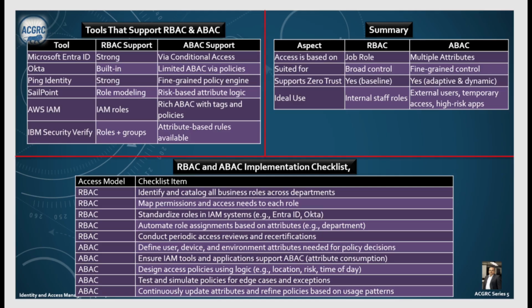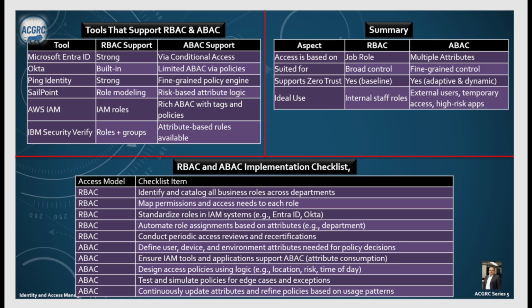Now let's look at implementation, how to go about implementing. Start by identifying and cataloging all business roles across departments. Map permissions and access needed for each role. Standardize roles in IAM systems. Automate role assignment based on attributes. Then conduct periodic access reviews and recertifications.